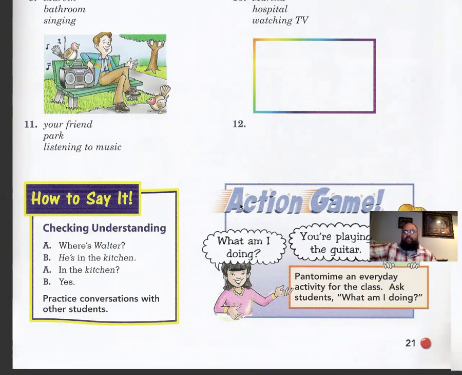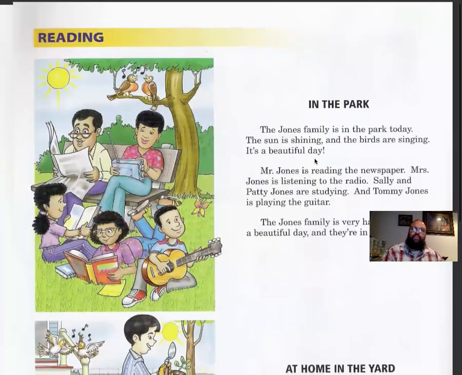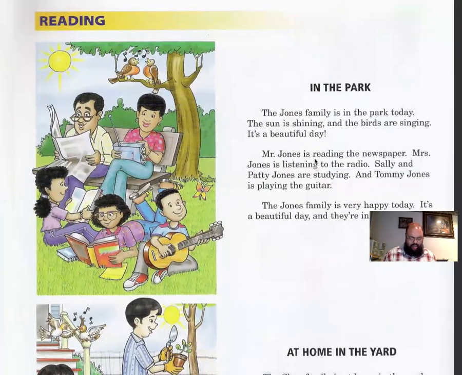The action game, we're not going to do it because we are not together in person, but that's something you could actually try at home. What am I doing? So if you're going like this, you could pretend to be playing the guitar. Eating, listening. If you are singing, and you will add the ing to answer the question, what am I doing? Very good. Now we have 2 short readings, and then after the readings, we have questions about the reading. So let's get ready.